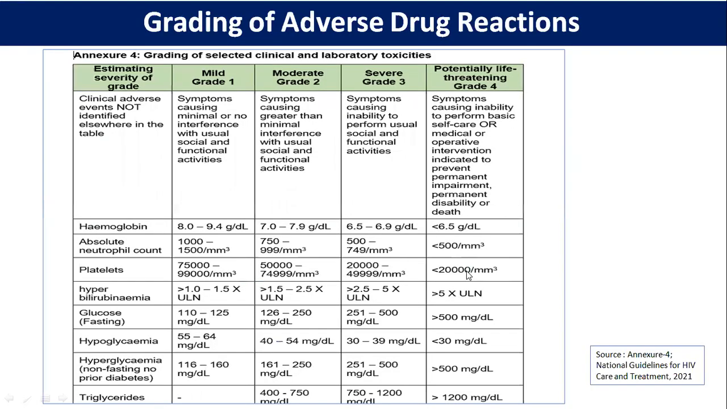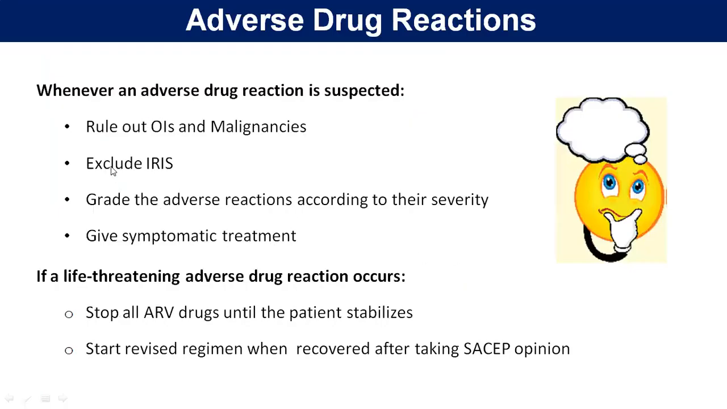So how do you manage? Rule out other causes is very important. Grade the adverse reactions according to mild, moderate, severe. Give symptomatic treatment. If there is a life-threatening adverse drug reaction like Stevens-Johnson syndrome or any other shock, or hypersensitivity, immediately stop the drug and you can refer the patient for admission. And you have to stabilize the patient. Once they recover from the drug reactions, only then do you start ART.